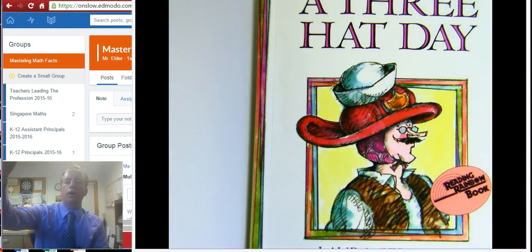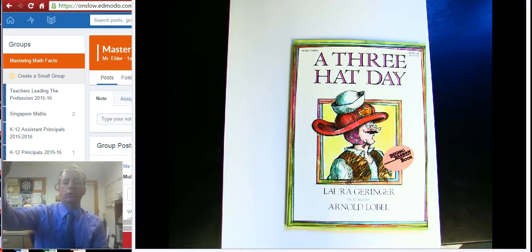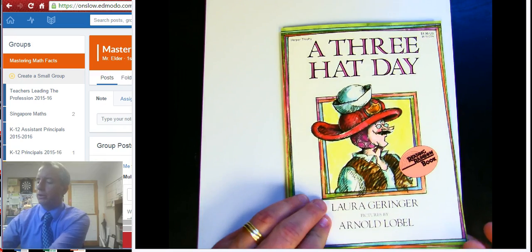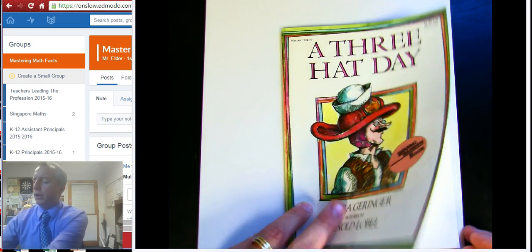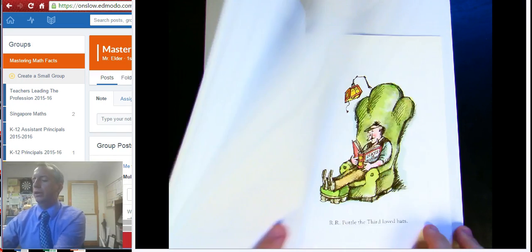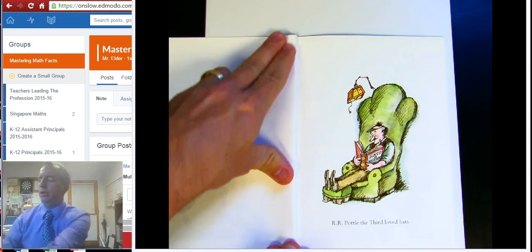Let me zoom out just a little bit more so that we can see the entire book. So this is A Three Hat Day by Laura Geringer. And we know Arnold Lobel from many of his illustrations and a variety of books that he illustrated over time.